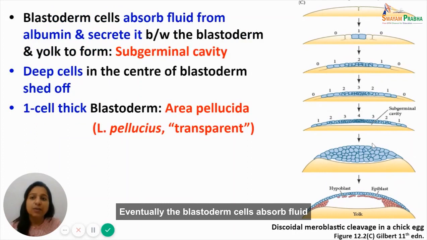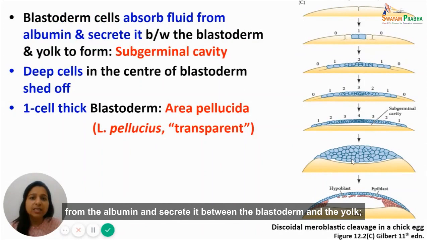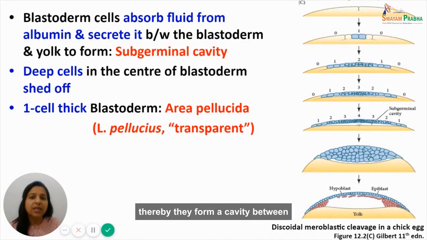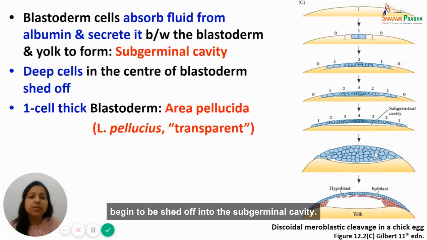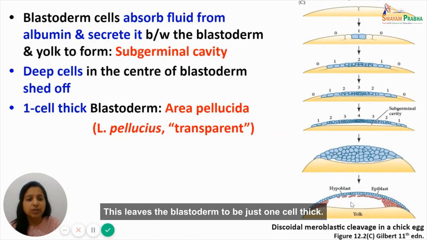Eventually, the blastoderm cells absorb fluid from the albumen and secrete it between the blastoderm and the yolk. Thereby, they form a cavity between the blastoderm and the yolk, which comes to be called the subgerminal cavity. Now, deep cells in the center of the blastoderm begin to be shed off into the subgerminal cavity. This leaves the blastoderm to be just one cell thick.